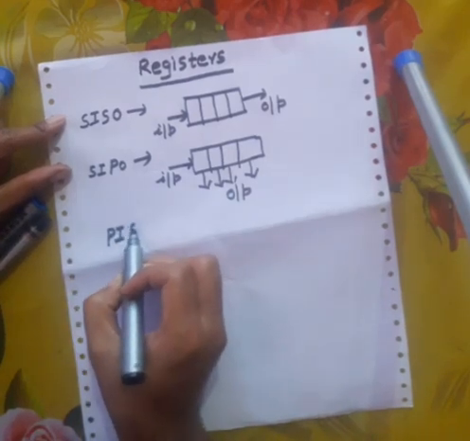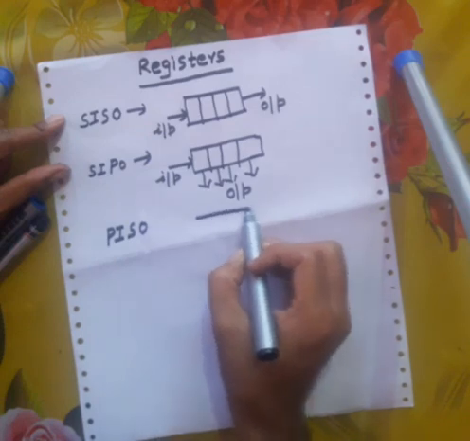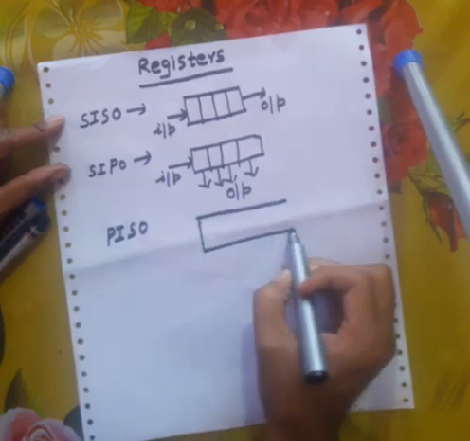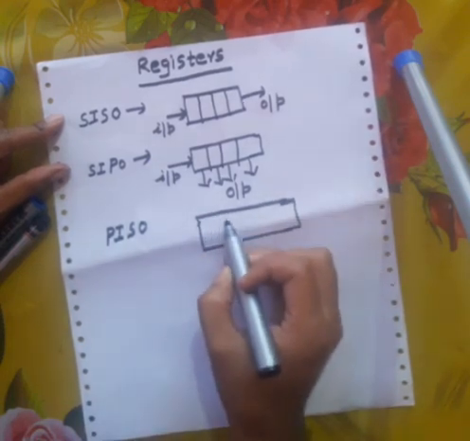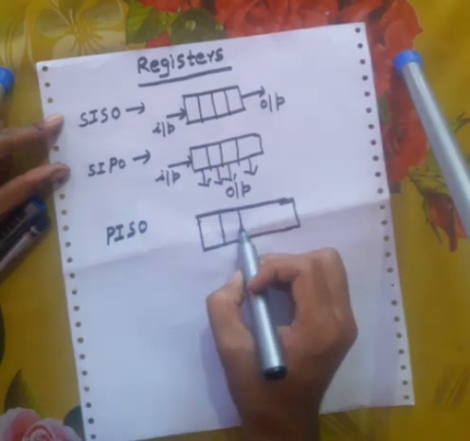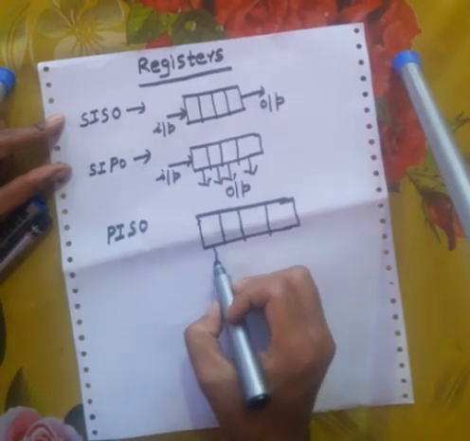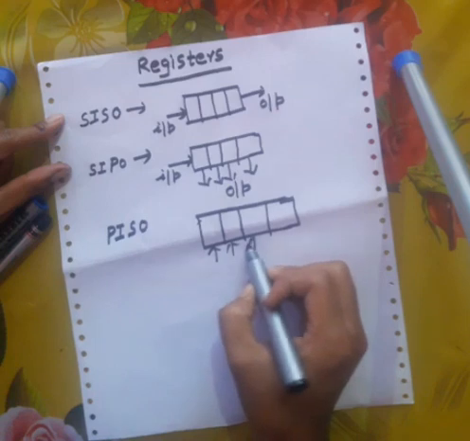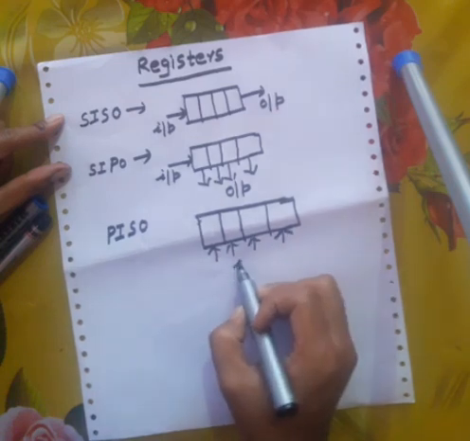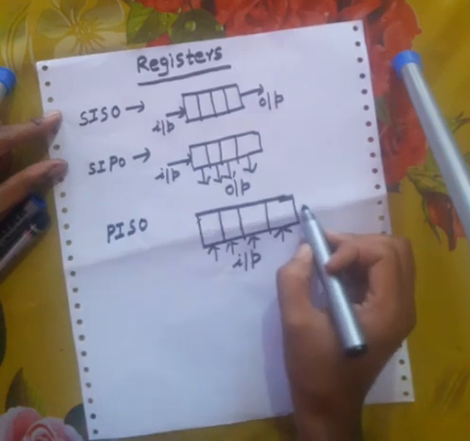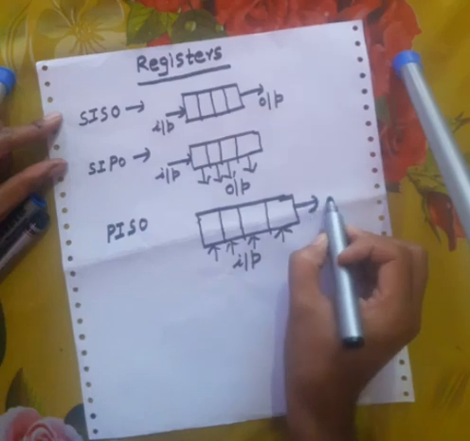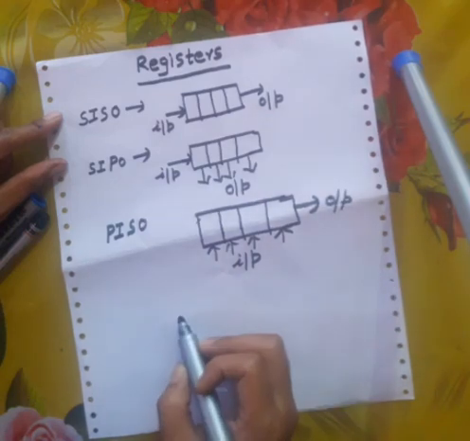All right, next one, parallel in, serial out. In parallel in, serial out, we will give input parallelly, but output is taken serially.